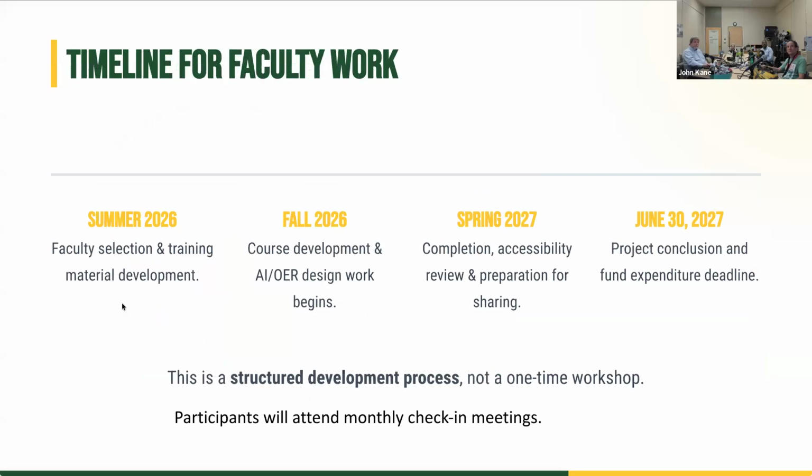So this is a timeline. Summer, fall, spring, and then everything would be done by June 30th. We have to submit a final report indicating that everyone has done this. We'll probably have to set a deadline in late May or early June just to get the funds into people's paychecks, because it has to be done within the budget year.